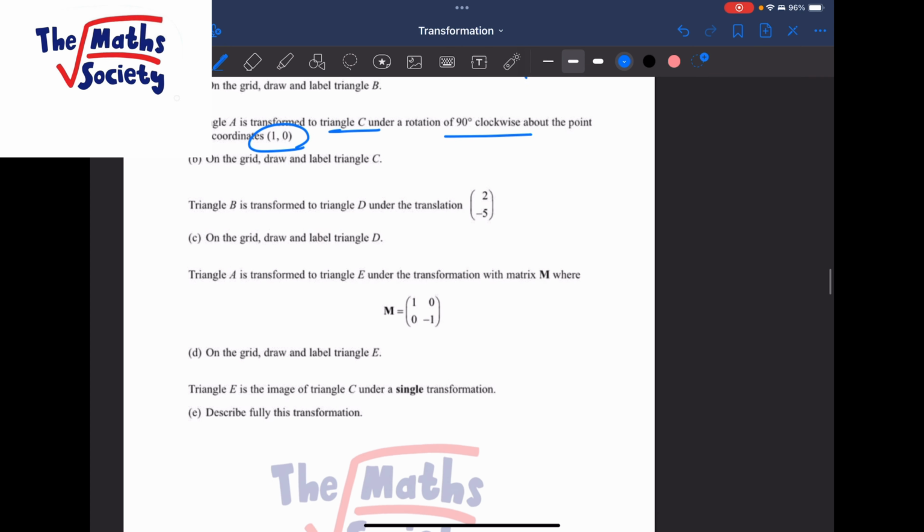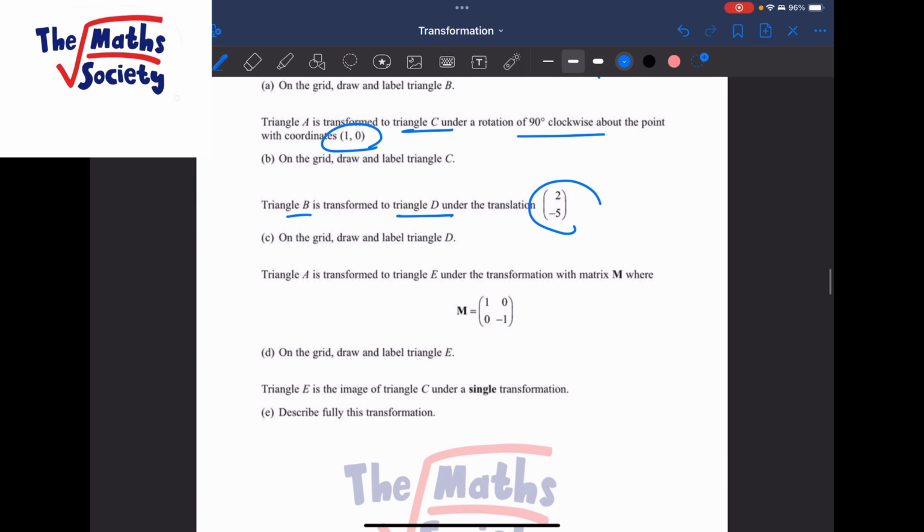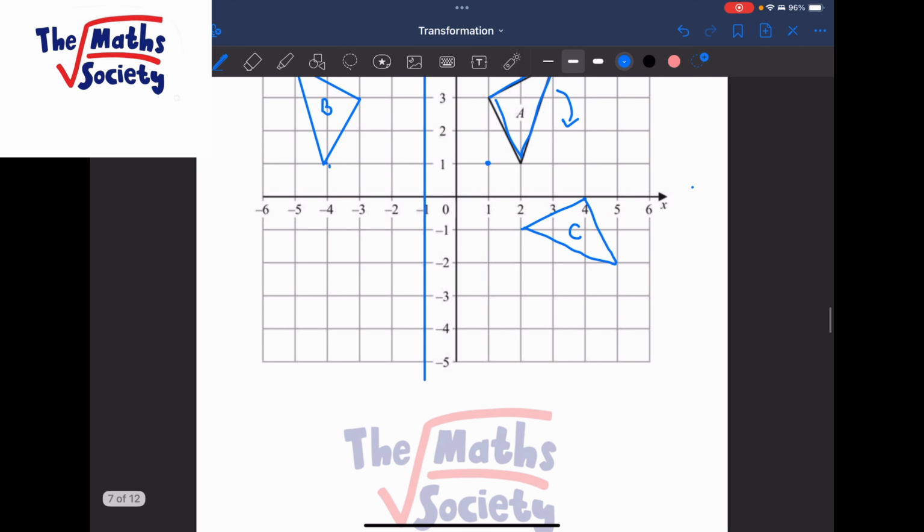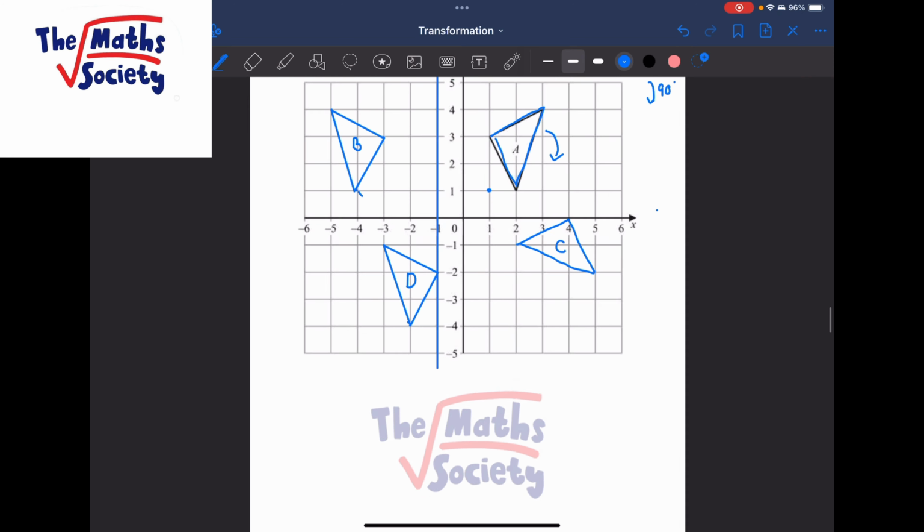Yeah. And it says that triangle B transforms to D by 2, -5. So B to D. So that's 1, 2, then 2, -5. 1, 2, 3, 4, 5. Should be here. And I'm just gonna erase this. Assuming we can guess, it's gonna be here. So yeah, this should be D.